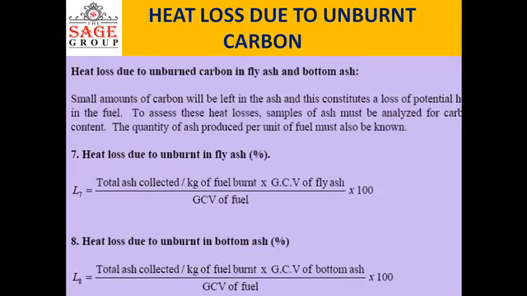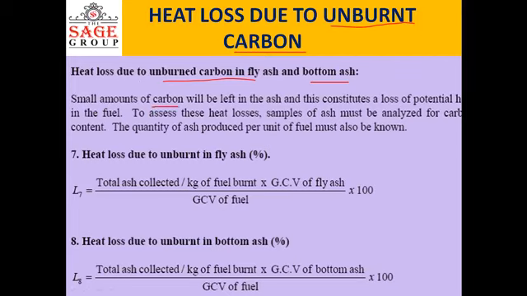Next, heat loss due to unburned carbon. If the carbon is present but unburned, definitely it will cause a loss of the fuel, which will not give any energy. So heat loss due to unburned carbon in fly ash and bottom ash. We have two types of ash here: fly ash, which is small fine particles flying around in the furnace as well as the atmosphere, and bottom ash, which goes down because of the heavier particles.